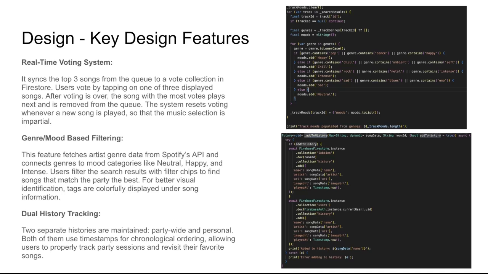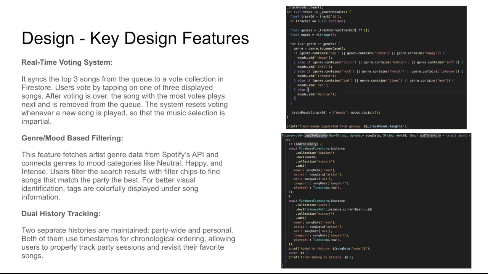moods to genre categories. So, like, if an artist's genre had words like pop or dance, I would tag it as happy, rock and metal map to intense, and sad and blues map to sad. And these mood and genre tags are then displayed as colored chips below each song card in the search results. Users can tap on filter chips to narrow down the results in real time, making it much easier to find songs that fit the group's current vibe without scrolling through hundreds of irrelevant tracks.